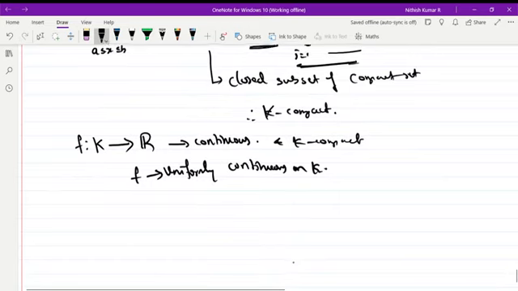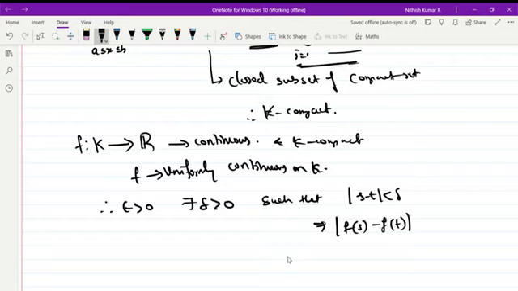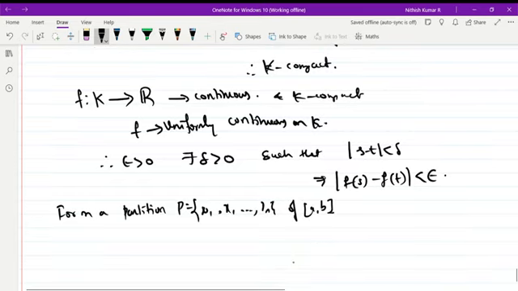Now for epsilon greater than 0, there exists delta greater than 0 such that modulus of s minus t less than delta implies modulus of f of s minus f of t is less than epsilon. Now form a partition P equal to x0, x1, and so on up to xn of the closed interval a comma b, satisfying the following conditions.